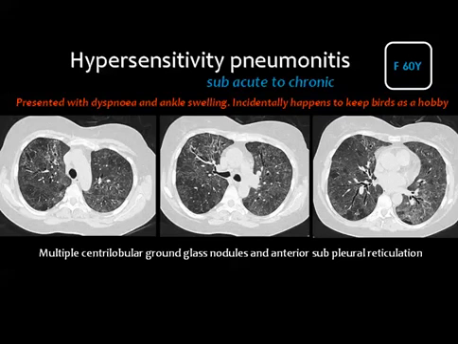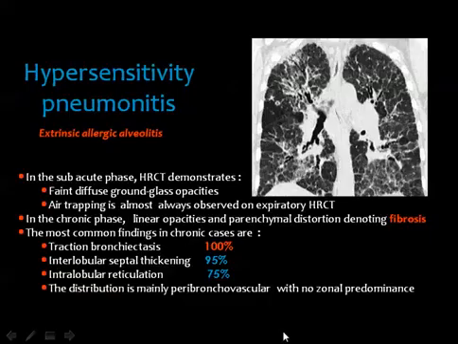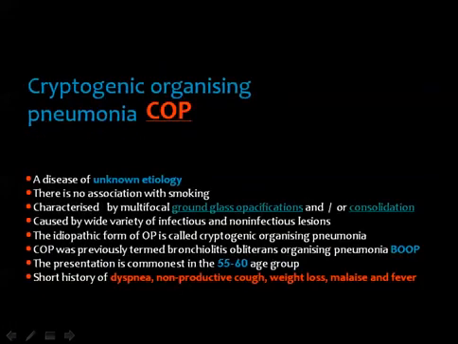And as I have mentioned, most of the clinicians in Egypt consider that too many of the patients we diagnose as non-specific interstitial pneumonia are actually hypersensitivity pneumonitis. In the chronic phase, you get fibrosis, you get traction bronchiectasis, and you get the full-blown picture of interstitial fibrosis. Then we come to another important diagnosis, which is cryptogenic organizing pneumonia.